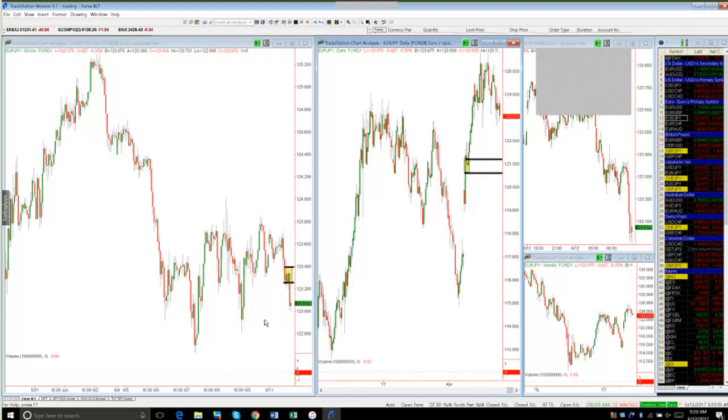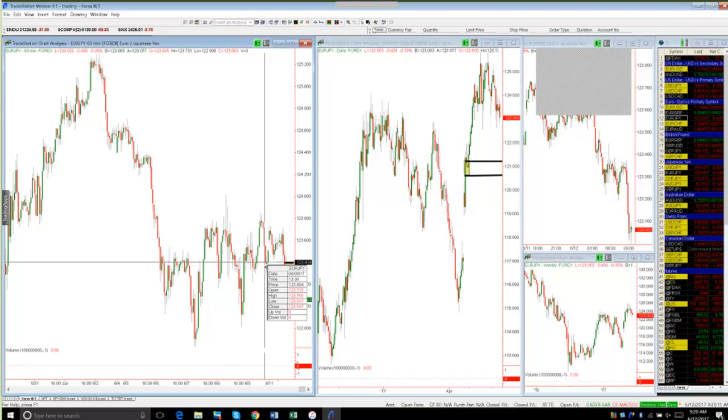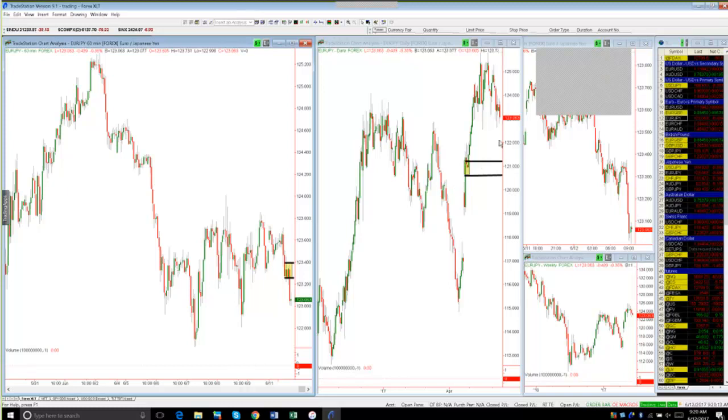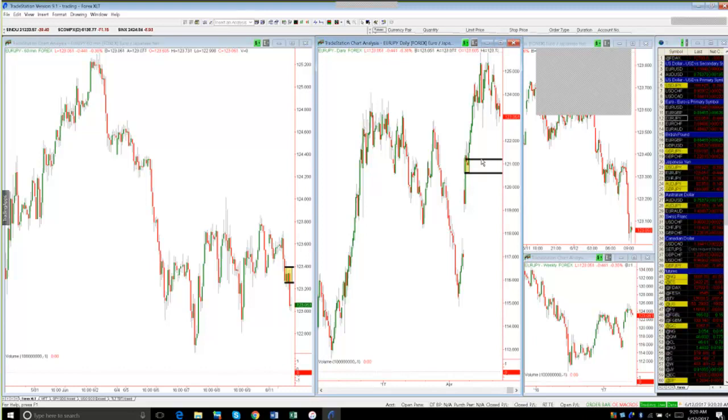So we have a nice supply zone here, 123.25, all the way up to 140. And there's room all the way down to 121.20. Okay, makes sense? Any questions on that one?